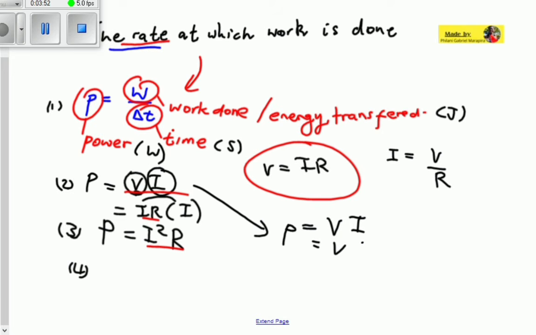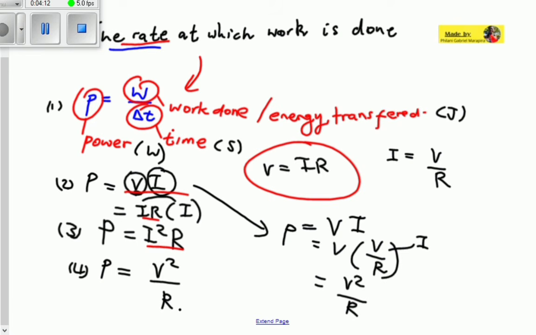Therefore you can say V times V over R, whereby V over R represents the current of that electrical component. V times V is V squared, and then this is over R. Therefore this is our fourth power equation: P is equal to V squared over R. So these are the basic equations we're going to use when you're calculating something related to electrical power.